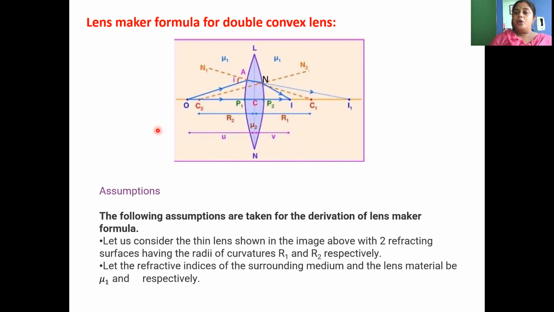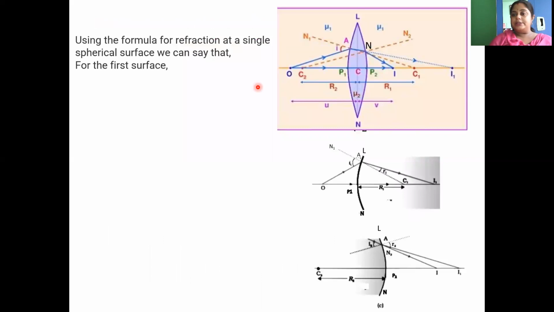Now, we are taking some assumptions. First of all, a double convex lens means two convex surfaces, so it has two radii of curvature and two centers of curvature, as already discussed. And the refractive indices of the surrounding medium and the lens material are mu1 and mu2 respectively. Now let's start the derivation.